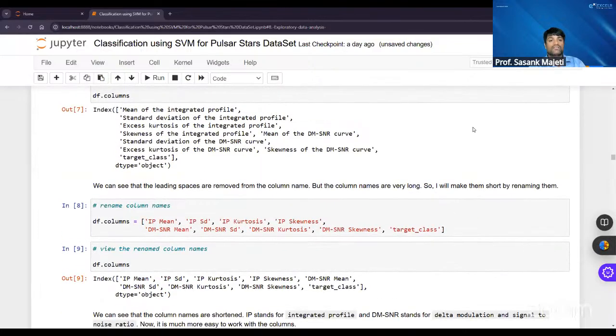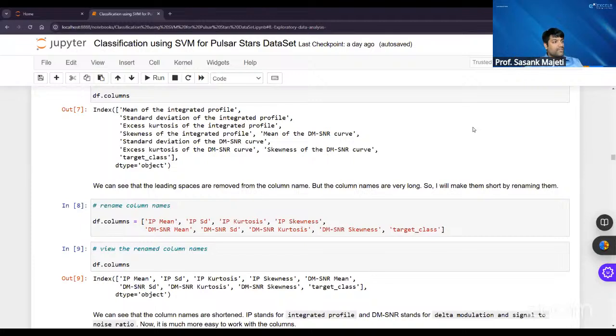Now, since a lot of the names are really big, what I'm trying to do is rename those columns. So integrated profile, I'm taking it as IP. So IP mean, and for integrated profile standard deviation, it is IPSD, and for IP kurtosis, then IP skewness, right? And DM SNR mean, standard deviation, kurtosis, skewness, and the target class. So this is what we have changed.